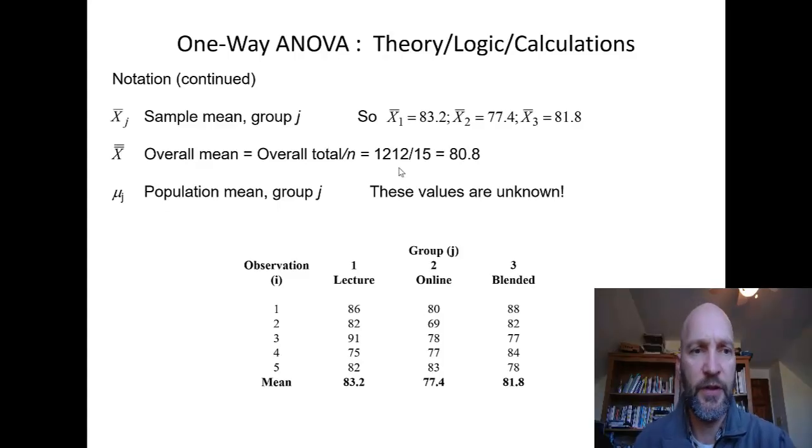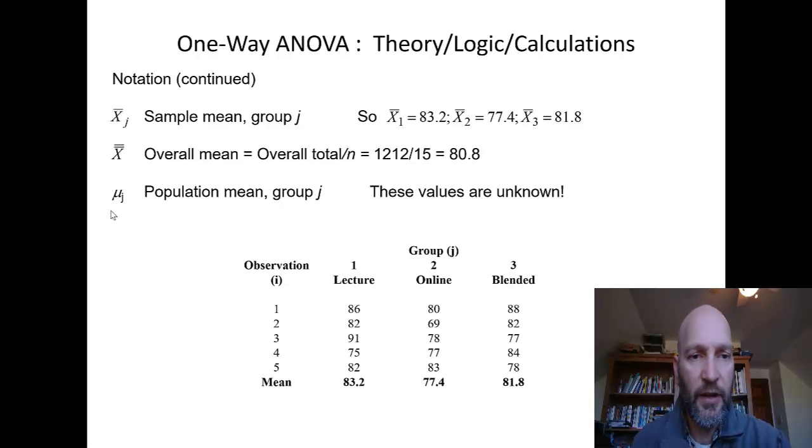Here's the rest of the notation. We've got x_j bar. That's going to be the sample mean for group j. So in this example, we have x1 bar, that's just the average down here, 83.2 for group number 1, x2 bar, 77.4, x3 bar, and so forth. X double bar is the average of the averages, or the overall mean. Another way to think of it is the average of all of the data points. And so in this case it's 12 divided by 15, or 80.8.